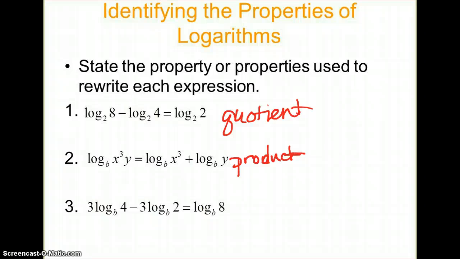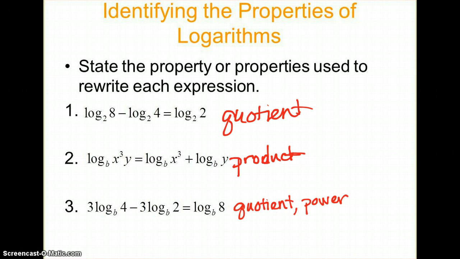Now, when I look at this last example, where I have 3 log base b of 4 minus 3 log base b of 2, again, I notice two things. First of all, the subtraction, which probably indicates division. And then I see these numbers in front of my logarithms, which tells me I'm thinking two properties were used here. The subtraction tells me that they most likely used the quotient, and they also used the power.